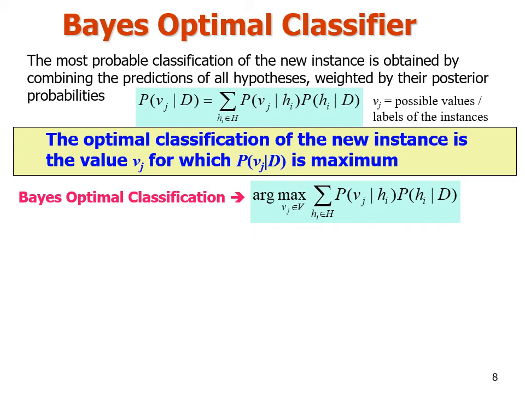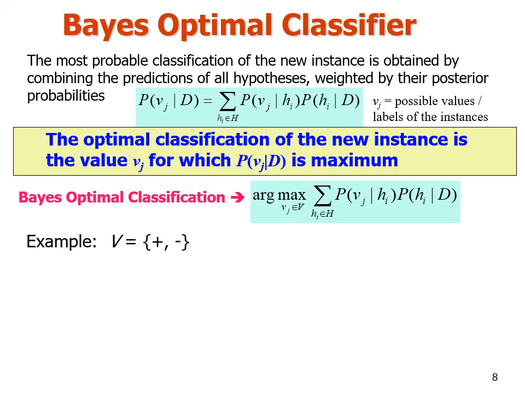So, to interpret this expression, we are finding out this summation for every Vj, or for every label, for all the hypotheses in the hypothesis space, and for whichever label Vj this summation comes out to be the maximum, we say that that Vj is the class for the new sample that is presented to this classifier. To understand it better, let us go through one example.